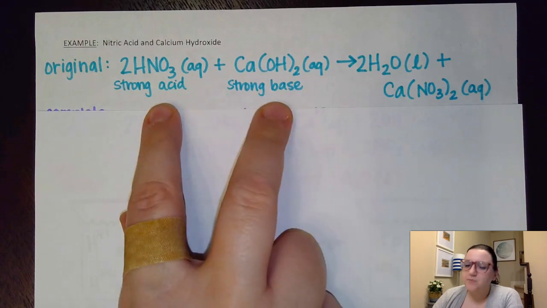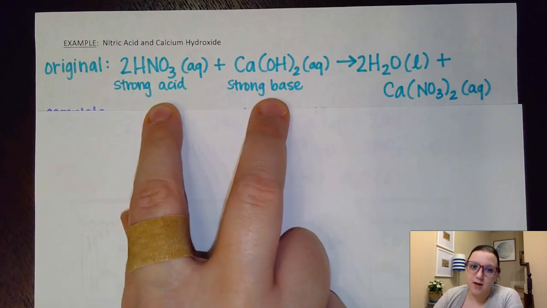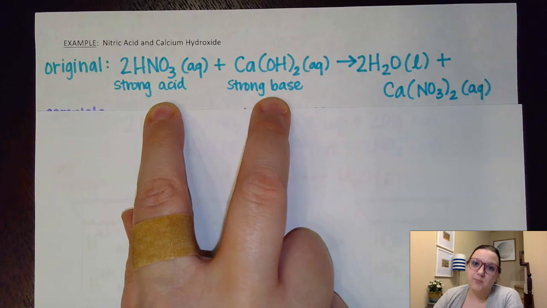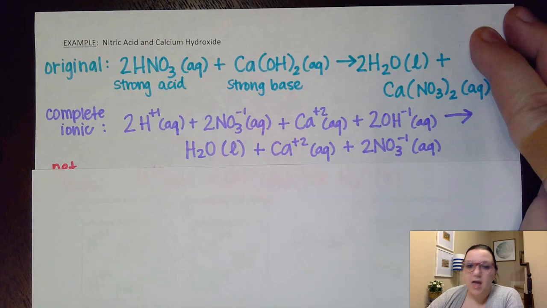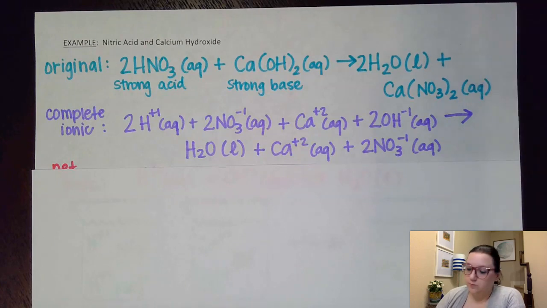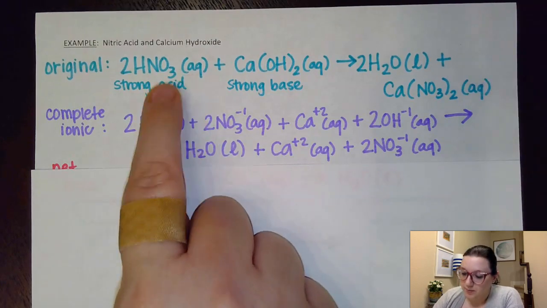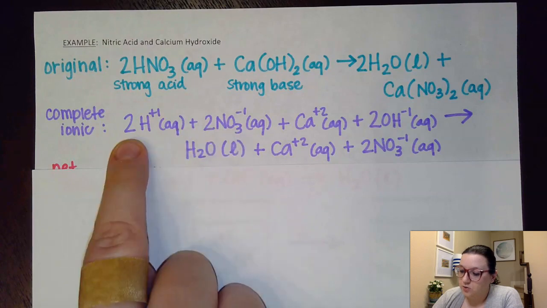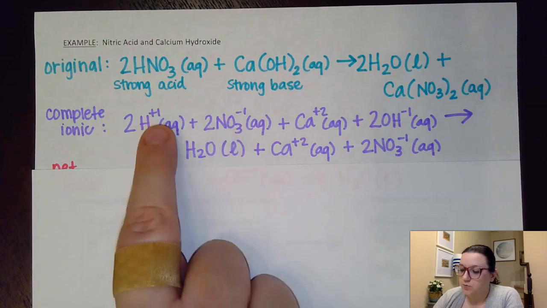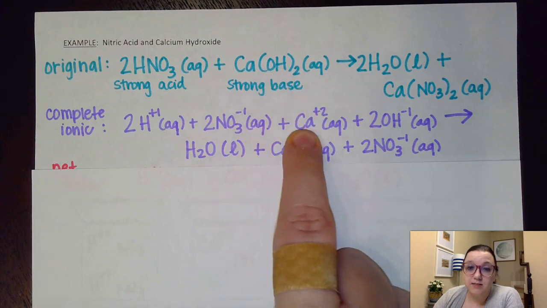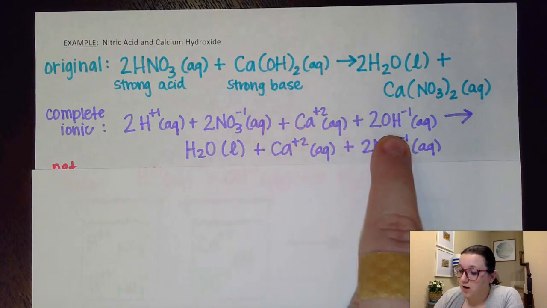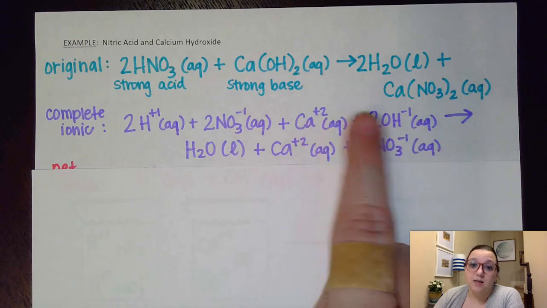Well, I know if both of those are strong, that I'm going to break those up when I write a complete ionic equation. So I came down here and broke up anything that was AQ. So this guy got broken up, again, because it was a strong acid: 2 hydrogens and 2 nitrates, both with their charge and their state. Calcium hydroxide, I broke up into calcium and 2 hydroxides, both with AQ and their charges.